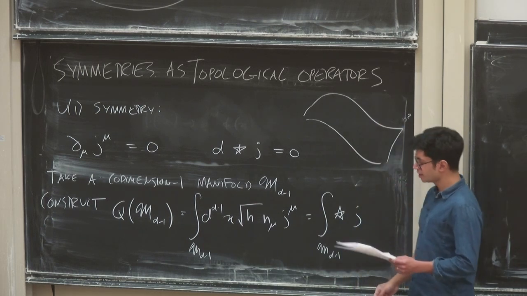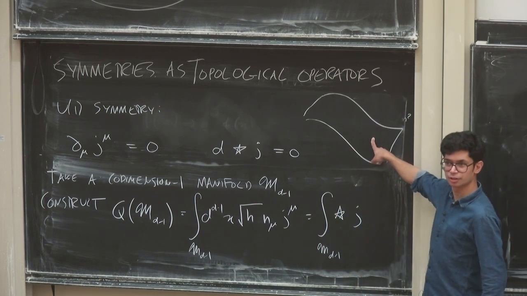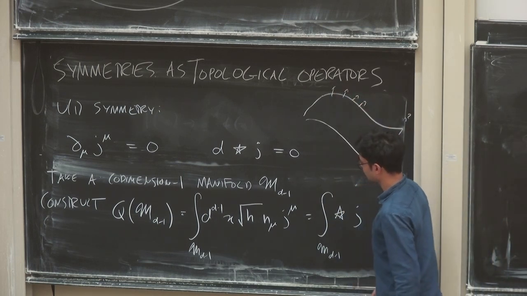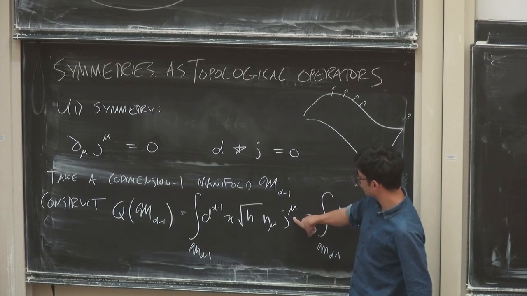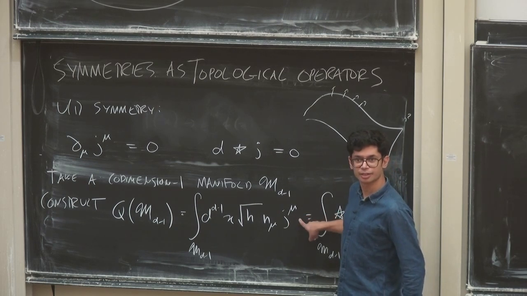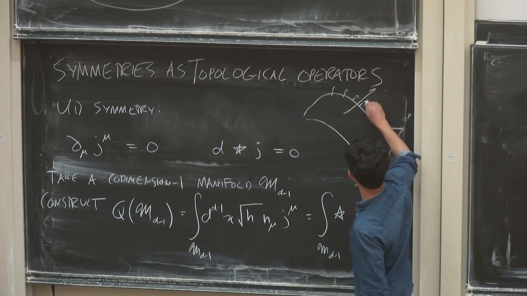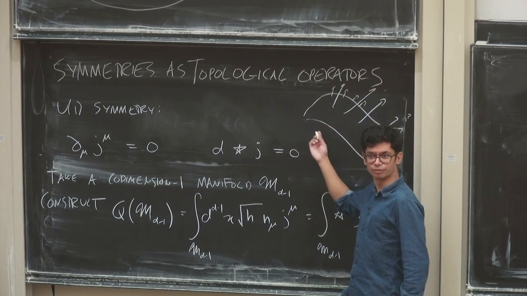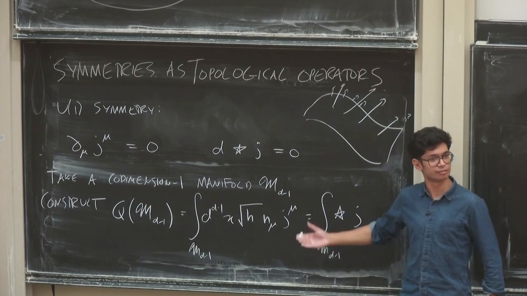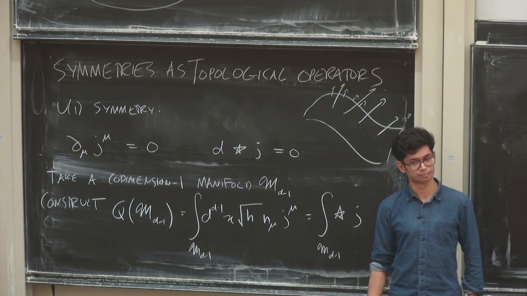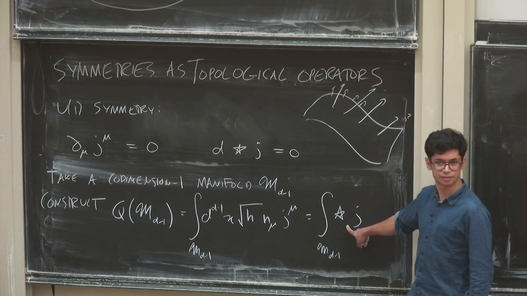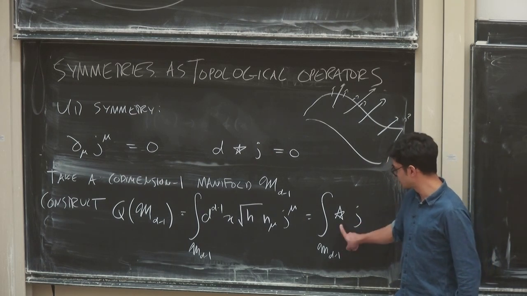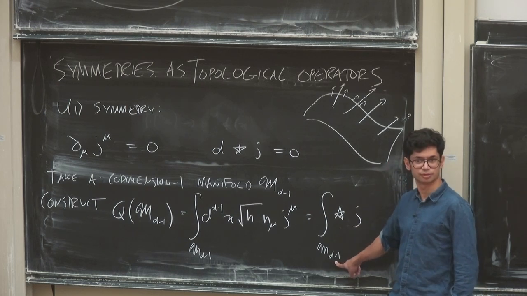So I have taken my codimension 1 manifold. Here it is. There's a normal vector to that manifold everywhere. And what I'm doing is I am dotting j into the normal vector. In other words, I measure the flux of the current j through this surface, this codimension 1 manifold. This is a completely reasonable thing to do. In form language, it looks like this: j is a 1 form, star j is a d minus 1 form, and I can integrate a d minus 1 form against a d minus 1 manifold.